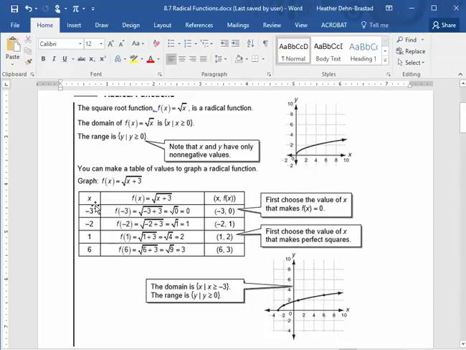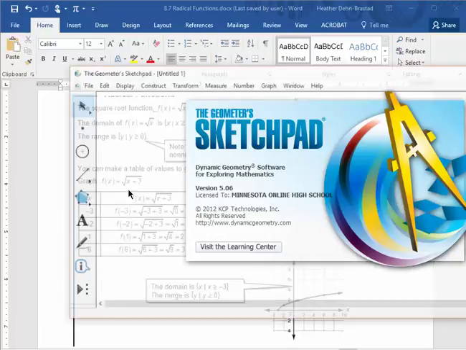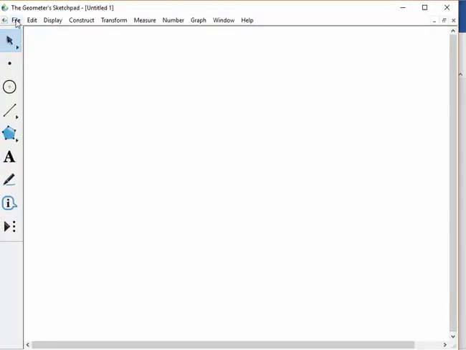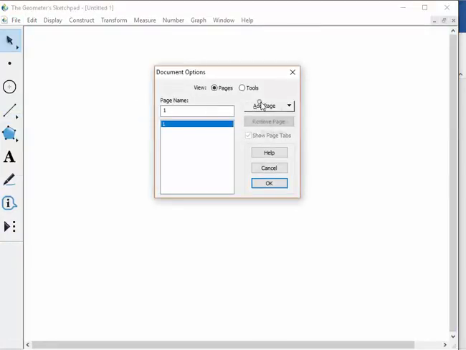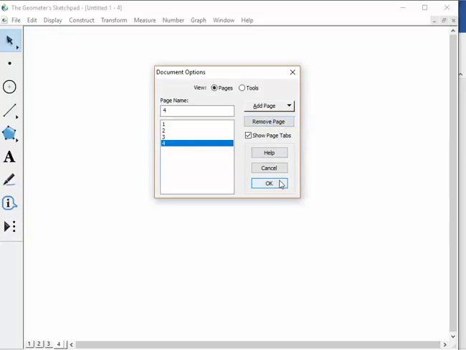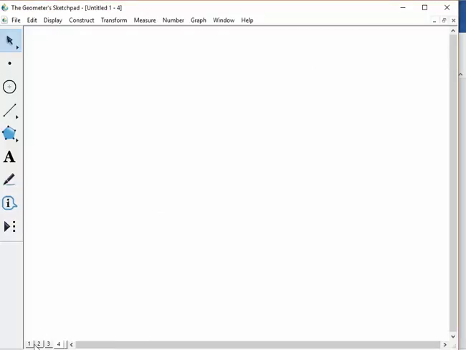While you can use a table of values to help you graph, it's much easier to use Desmos.com or Sketchpad. Let's open up a Sketchpad file and do the square root of x and then the square root of x plus 3 real quick. So here's your Sketchpad. Remember that you can make more pages in Sketchpad by going to File, Document Options, and Add Page. You can add as many pages as you need. I'll add like 4 pages here. And when you do that, down at the bottom you'll get the page tab so that you can go to the different page numbers.